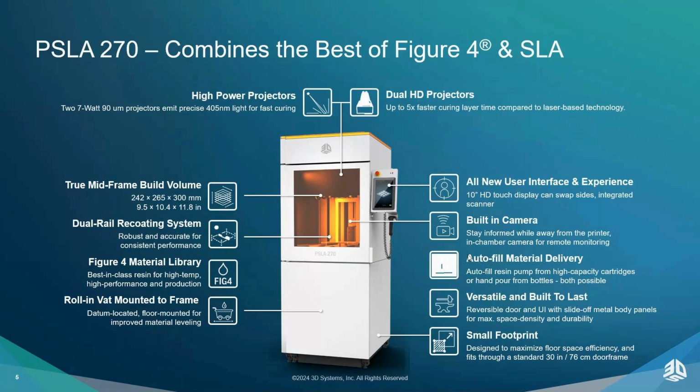We've got a brand new user interface and UI screen, a very nice size, 10-inch HD touch screen. What's interesting is you can swap it to either side of the printer. We have a built-in camera, so you've got remote monitoring enabled with that. We have an auto-filled material delivery system that I'll show you shortly. It's located in the bottom of the printer, and that will automatically pump your resin and keep your vat filled.